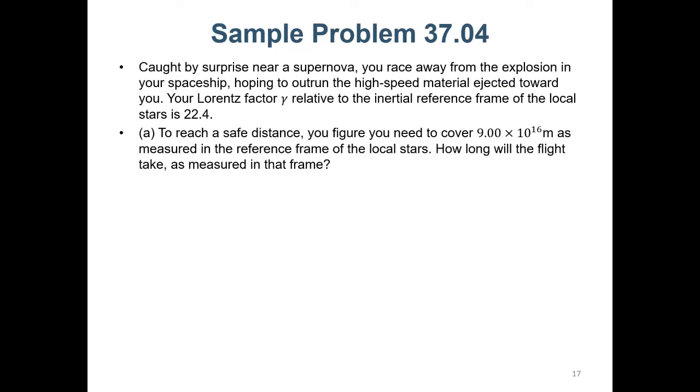Okay, next one, caught by surprise, a near supernova. You race away from an explosion in a spaceship, hoping to outrun the high speed material ejected toward you. Your Lorentz factor relative to the inertial reference frame of the local star is 22.4. So the speed would be really fast.